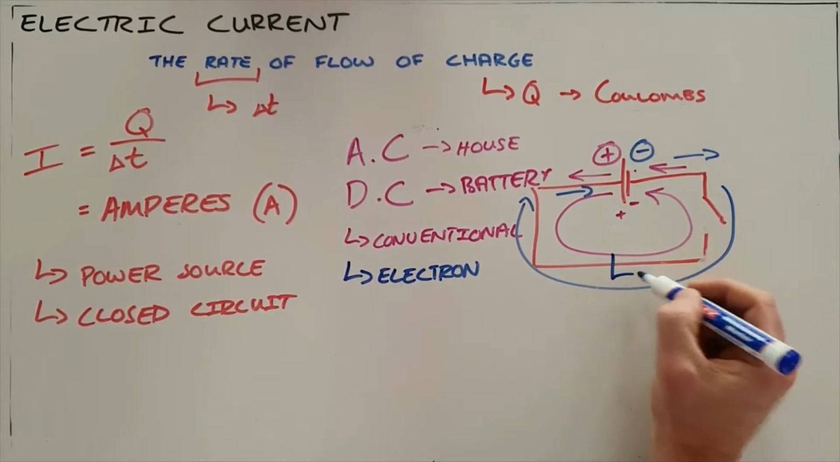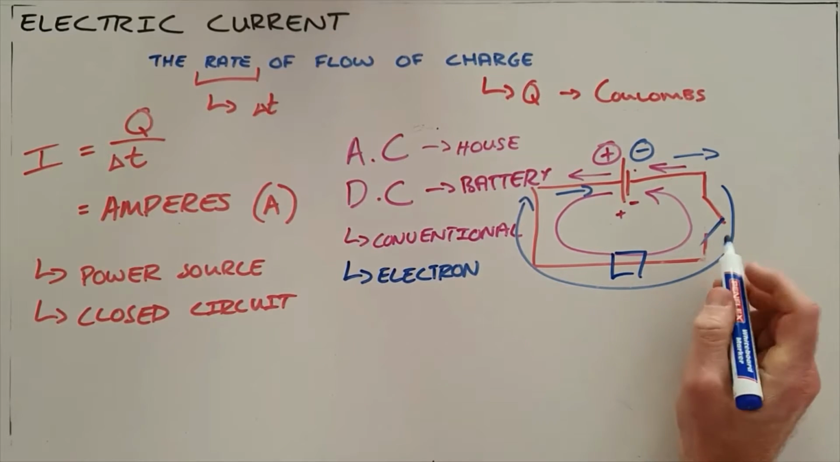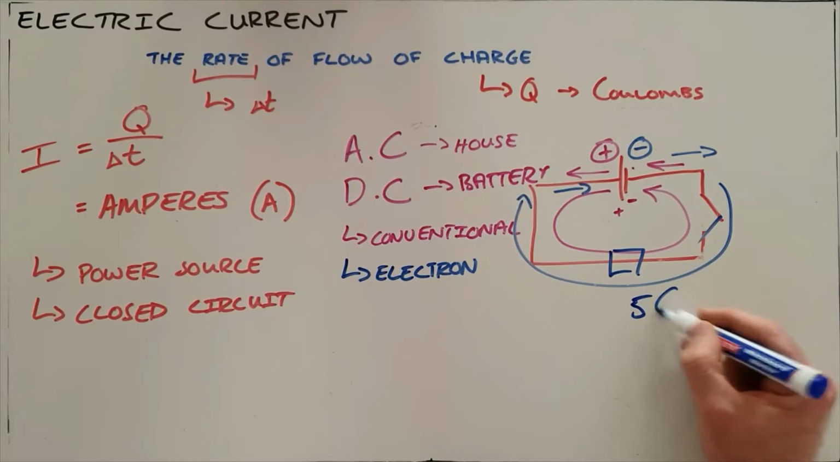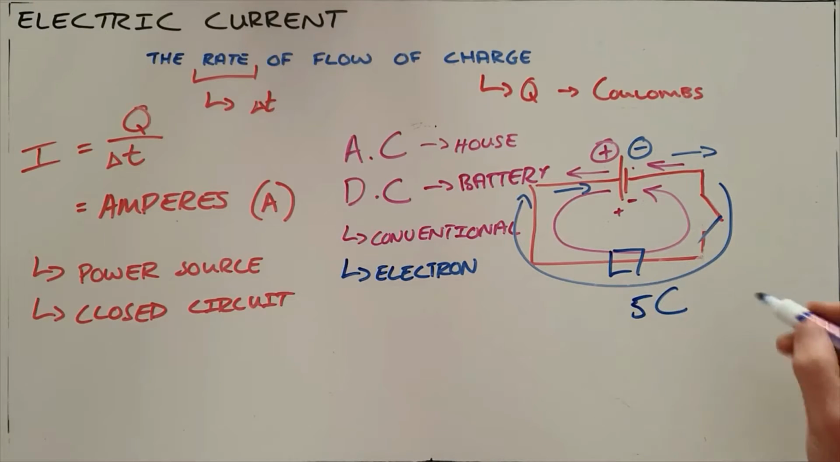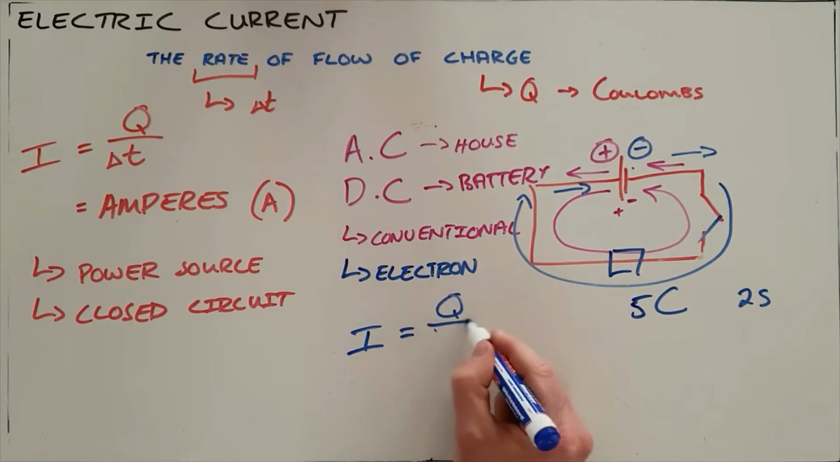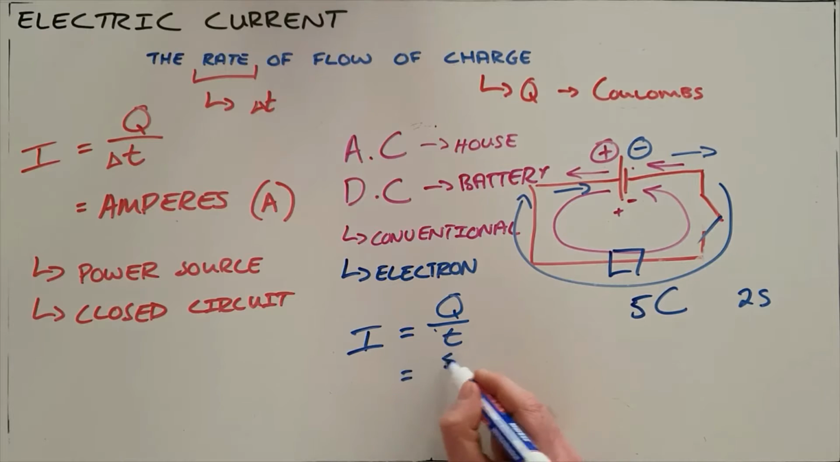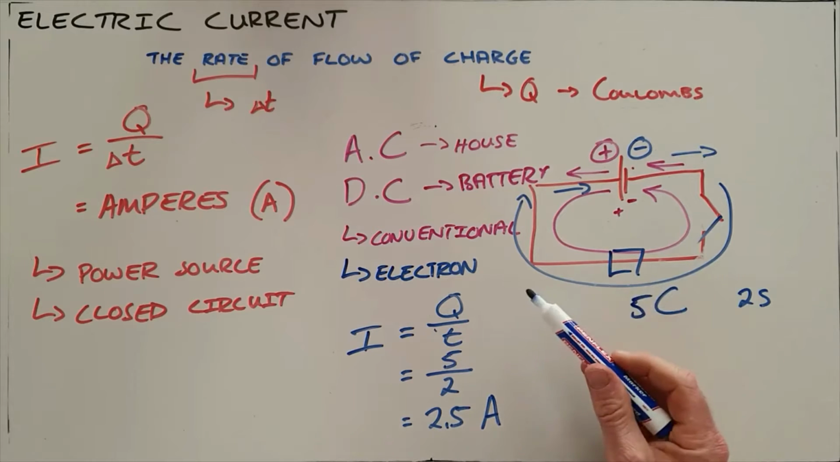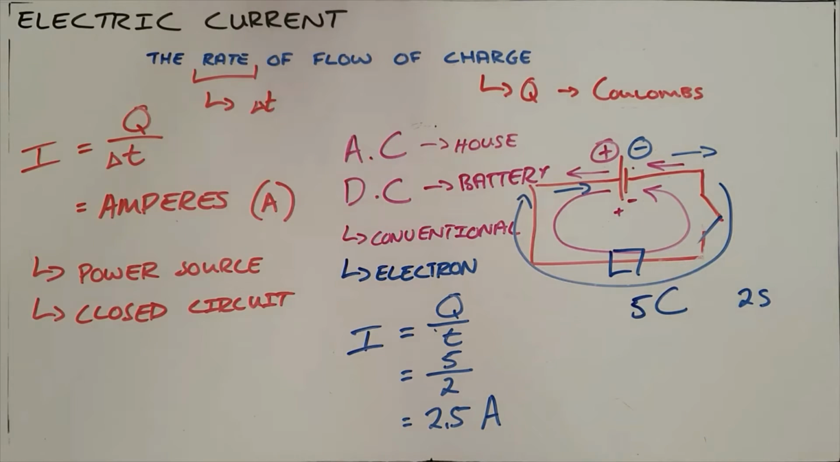A common question for a circuit like this, assuming it's closed, would be one that says that it is measured that 5 coulombs of charge passes a specific point in a circuit every 2 seconds, and you can be asked to calculate the current. We know that current is the rate of flow of charge. There are 5 coulombs passing a point in 2 seconds, which means that the current in that circuit is 2.5 amperes, basically saying 2.5 coulombs of charge pass a point every second.